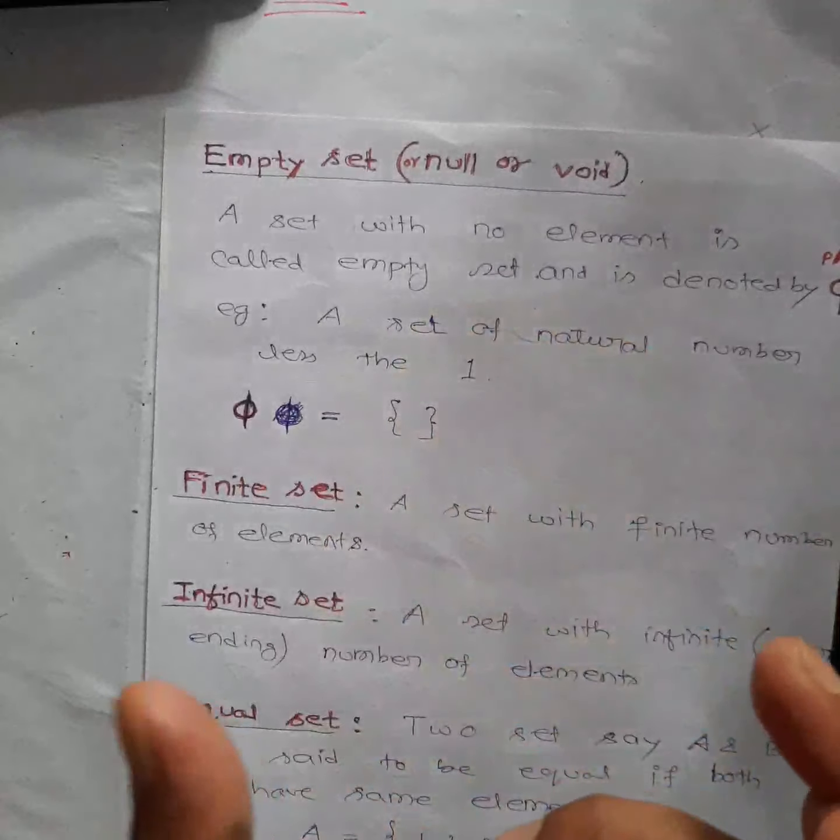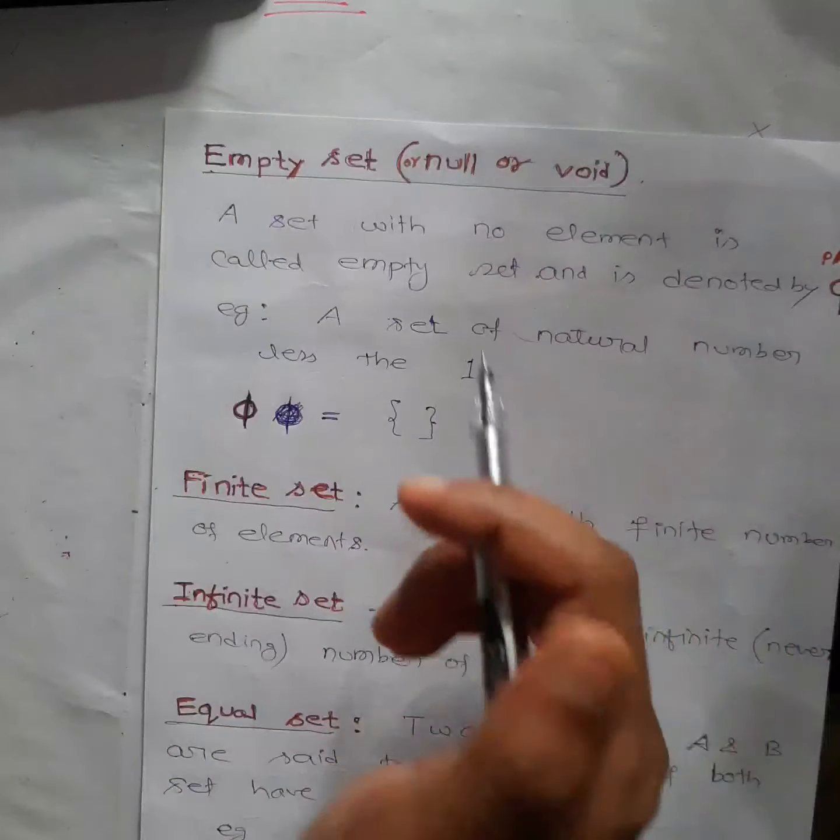Now see here, sets you have understood, it is nothing but a collection of well defined and distinct objects, right?